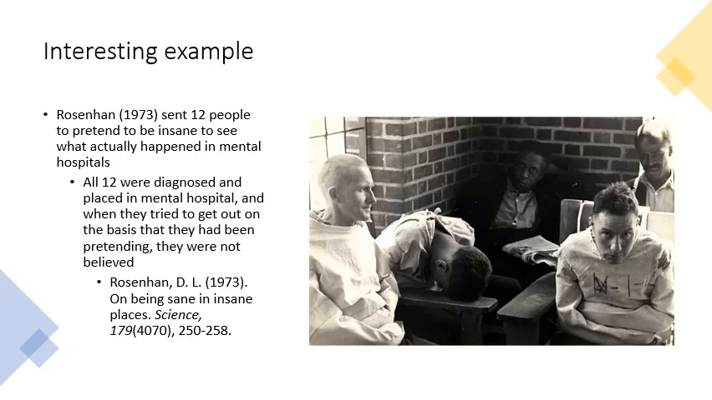Another interesting example, Rosenhan in 1973 sent 12 people to pretend to be insane. And you looked at this in the video earlier. So this is the one where they pretended to be in a mental hospital. So all 12 were placed in the mental hospital, and when they tried to get out on the basis that they were not pretending, they were not believed. It was hard for them to get out again.